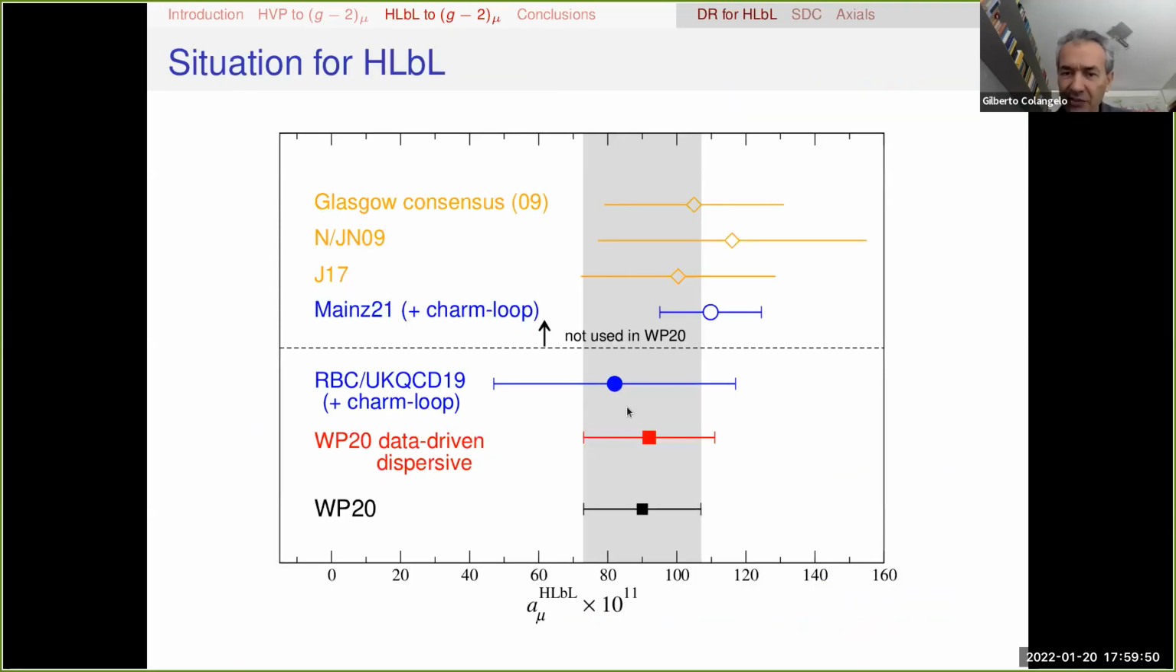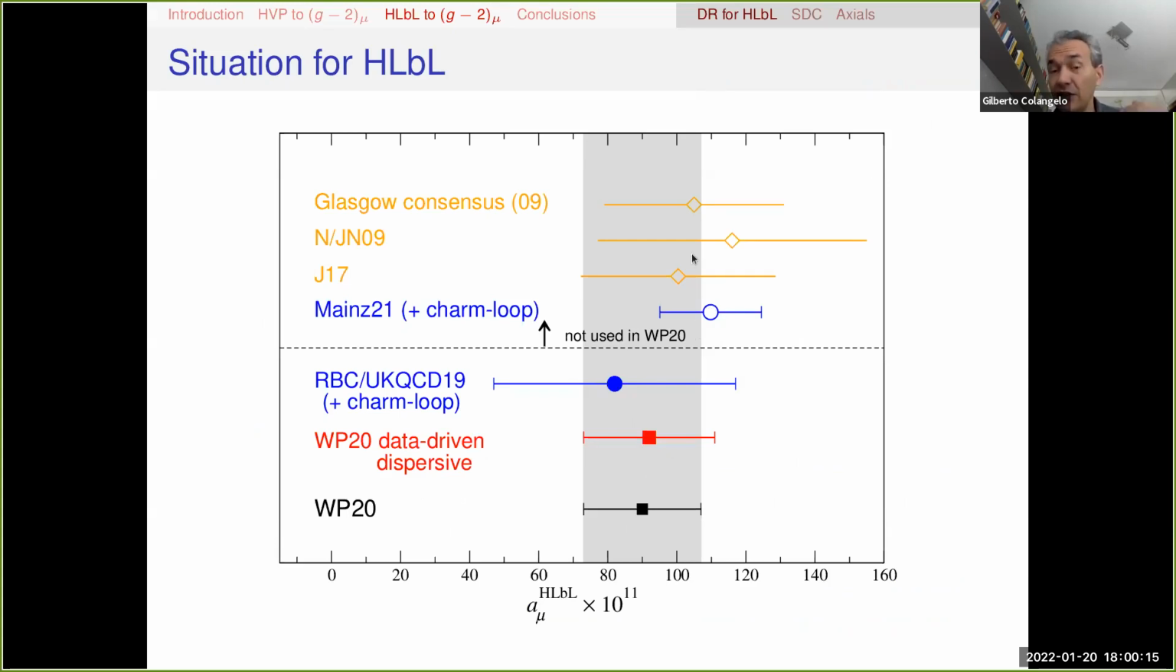Let me show it here on this plot. This is the data-driven result I just discussed. There is the result by RBC/UKQCD, and these two have been combined in the white paper, giving this black point here. And at the same time as the Fermilab announcement, after publication of the white paper, Mainz also gave a result for this quantity in very good agreement with the others.